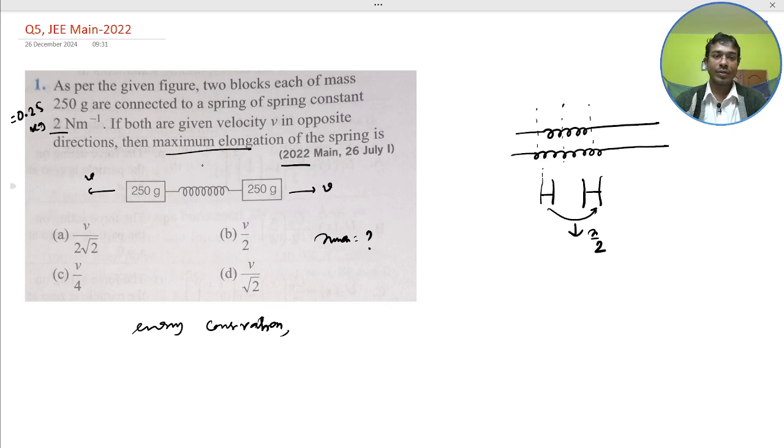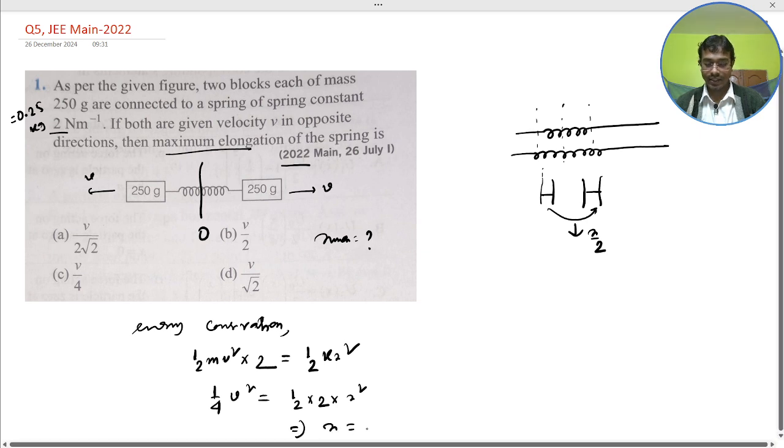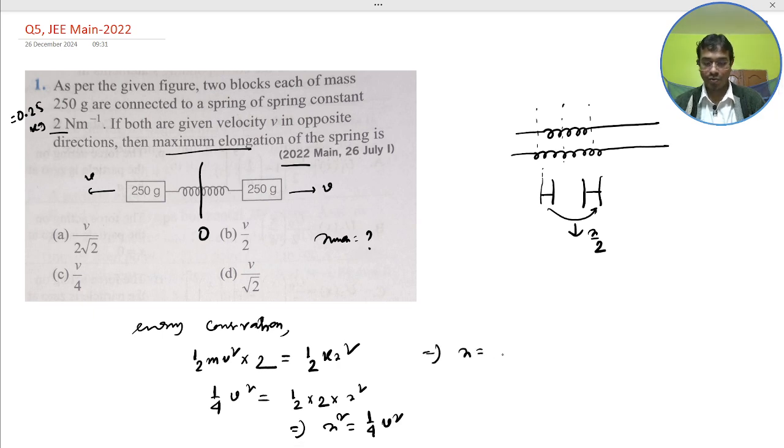So this is the origin and this type of v. So half mv square into 2 sides is equal to the potential energy of the spring, half kx square. So put this value, 1 by 4 v square equals half, k is given 2, into x square. You just get the elongation x square equal to 1 by 4 v square, so x equal to v by 2. So B would be our correct answer, v by 2.